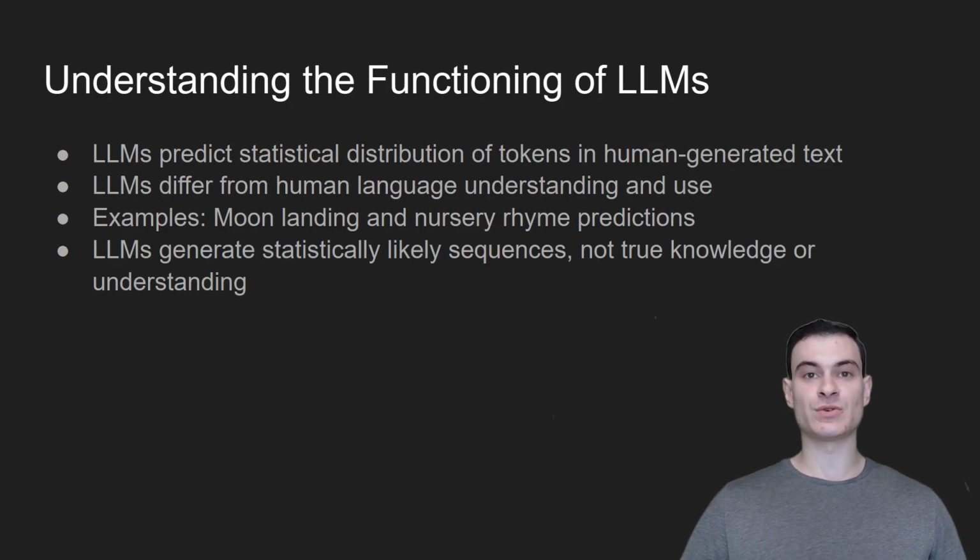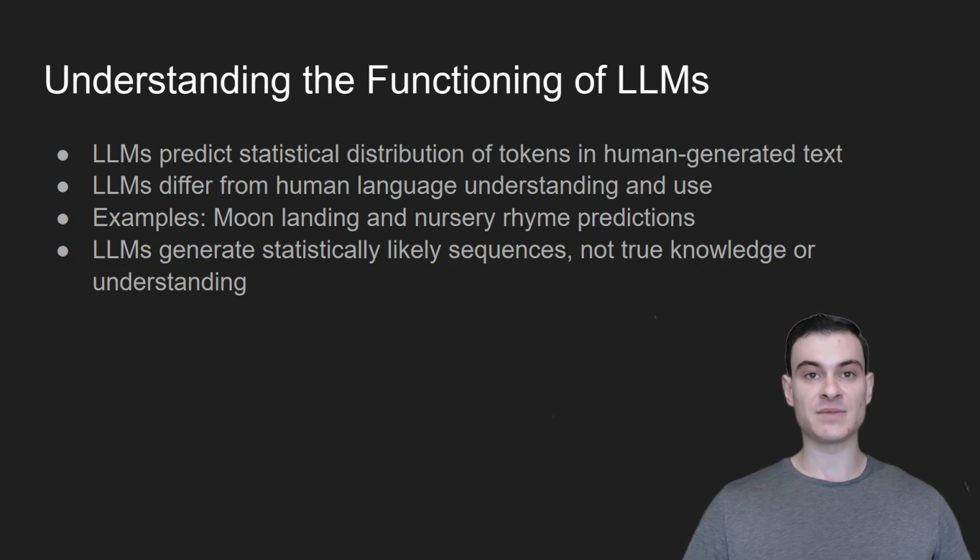So what exactly do LLMs really do? Well, LLMs are fundamentally different from humans in their use of language. While human language is rooted in social context and interaction, LLMs are generative mathematical models that predict the statistical distribution of tokens in human-generated text, including words, phrases, and punctuation marks.